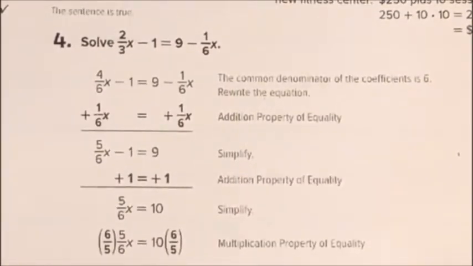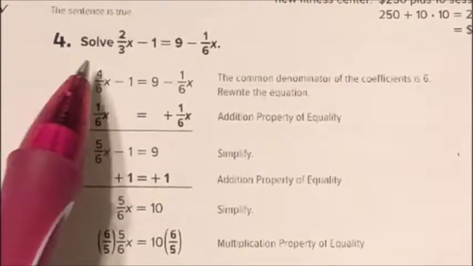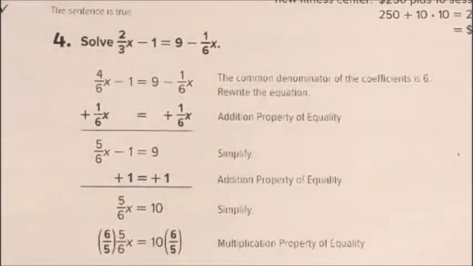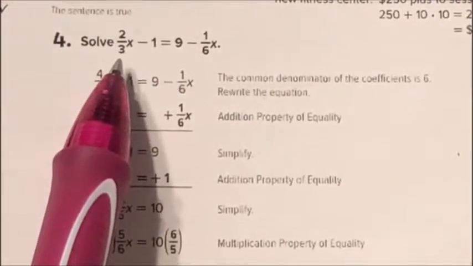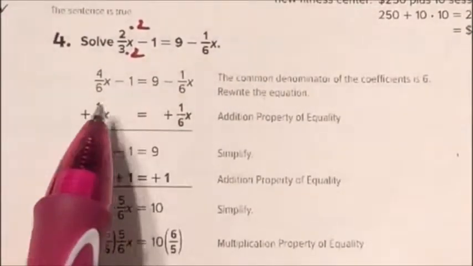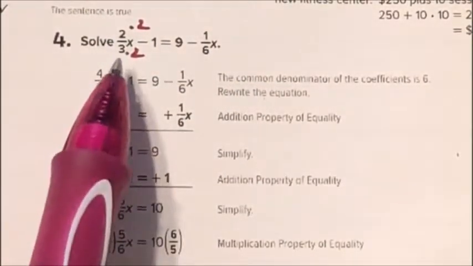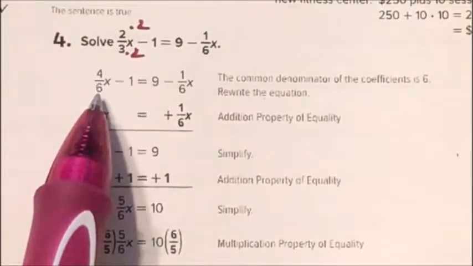All right, let's look at number 4. It says, solve 2/3 x minus 1 equals 9 minus 1/6 x. Okay, so the first thing that I want to do is I want to change my fractions so they all have a common denominator. Okay, so I have 3 and I have 6. So I want to change the 3 so it becomes a 6. So I need to multiply 3 times 2 and 2 times 2. Okay, that's where they got the 4/6 x from. They multiplied 3 times 2 to get 6. 2 times 2 equals 4.